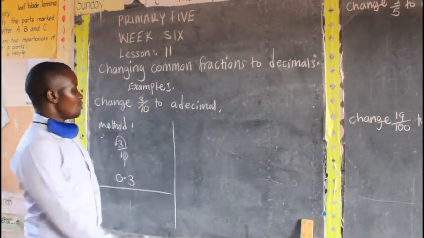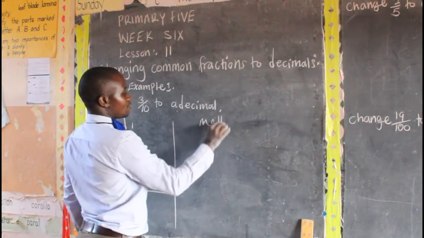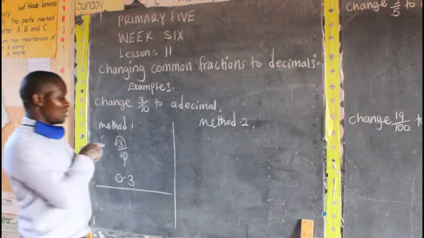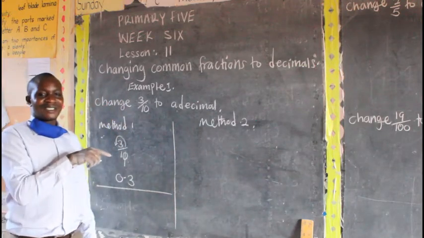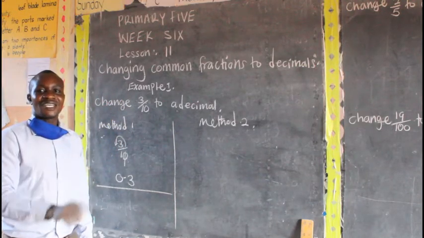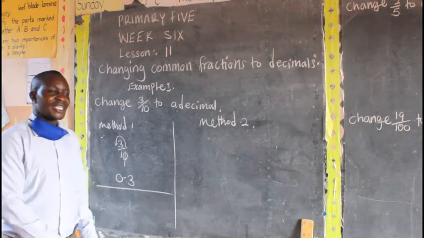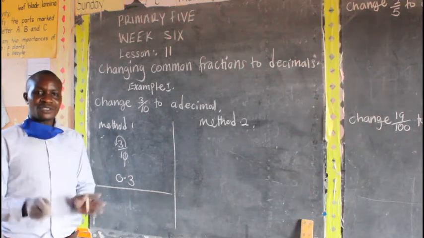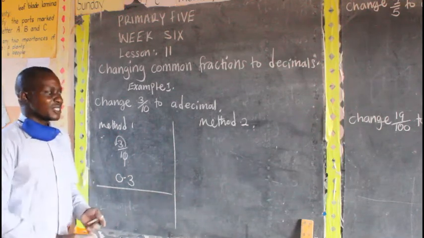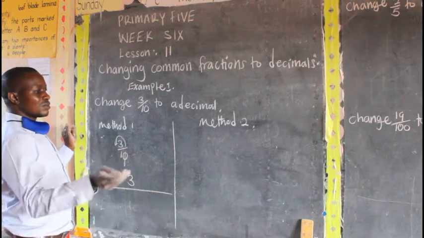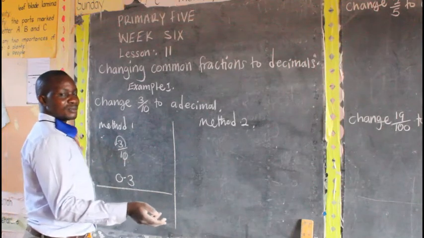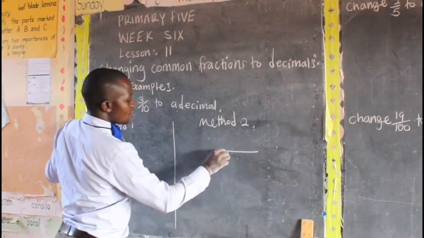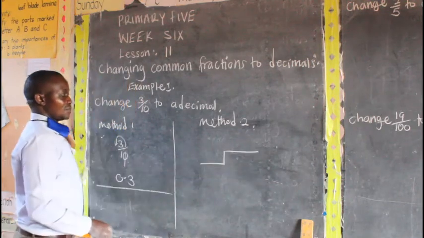up. Now, method 2. But method 1 cannot work when we have a number that is not a multiple of 10. It works when we are dealing with only and only multiples of 10, that is 10, 100, 1000, like that.